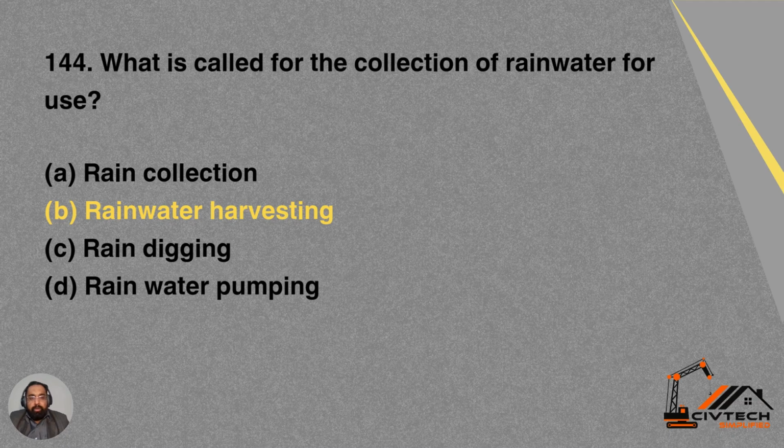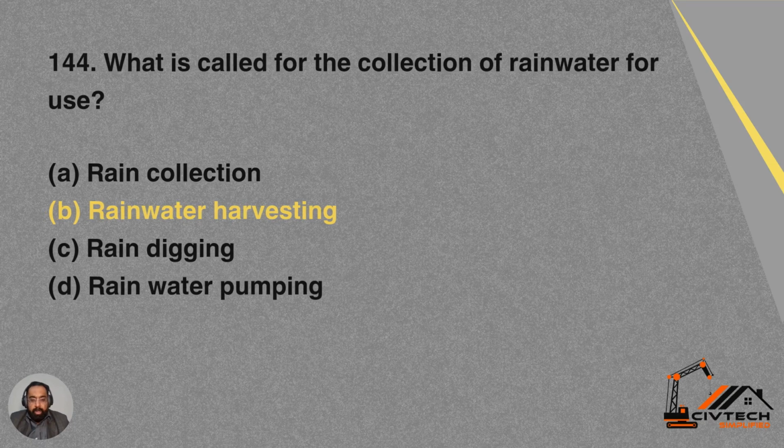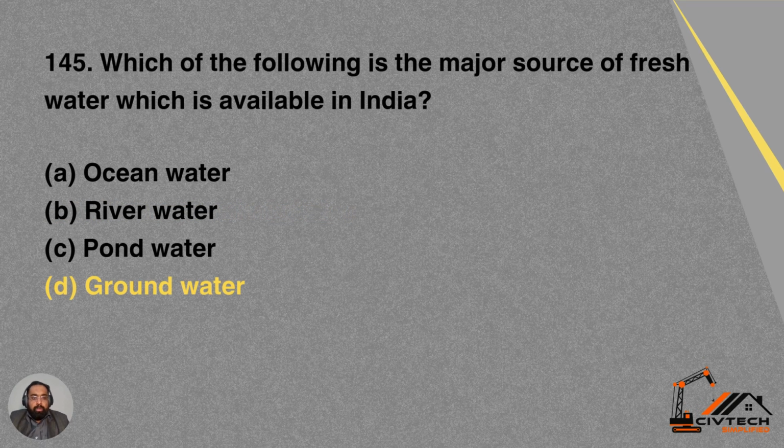144. What is called for the collection of rainwater for later use? Option A, rain collection. Option B, rainwater harvesting. Option C, rain digging. Option D, rainwater pumping. So rainwater harvesting is the field in which rainwater is collected and then later on it is used during drought time.